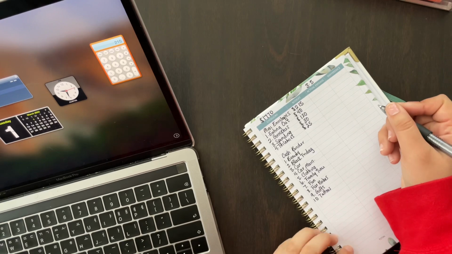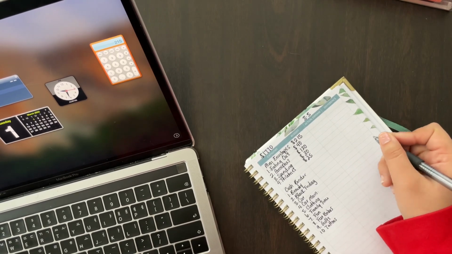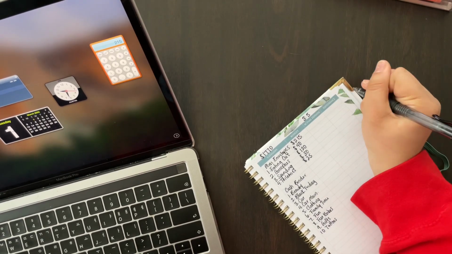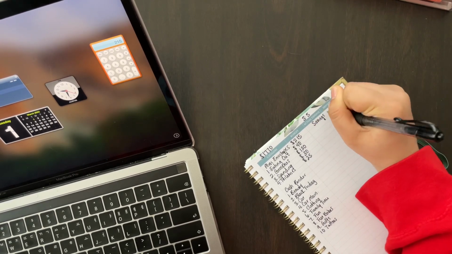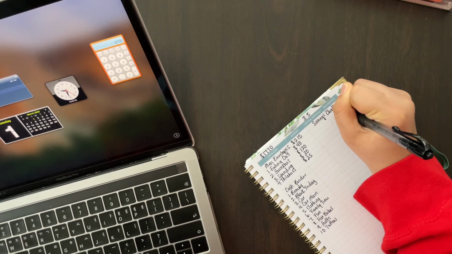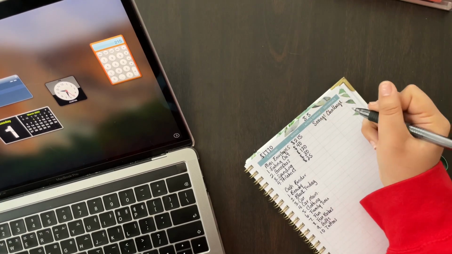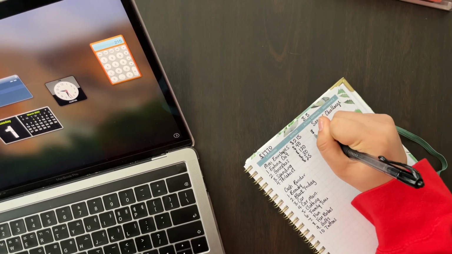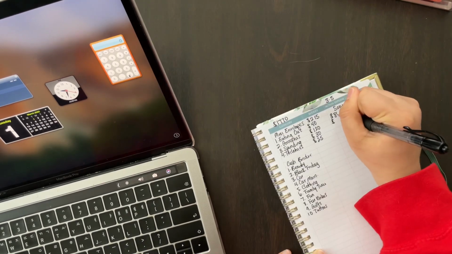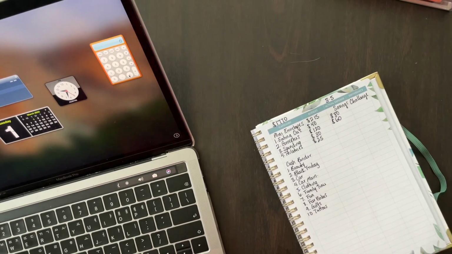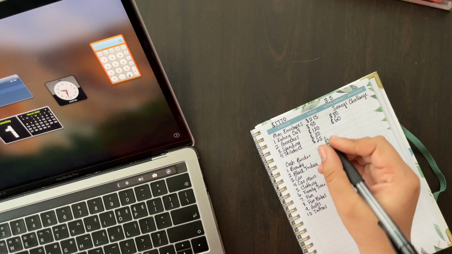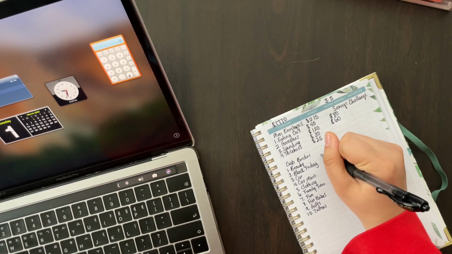I also need to note down my savings challenge, and I'm gonna put that up here, savings challenge. And that is going to be 80 and 60. And I'm gonna highlight that with a different color pen in a bit. Well, let's get into these amounts.